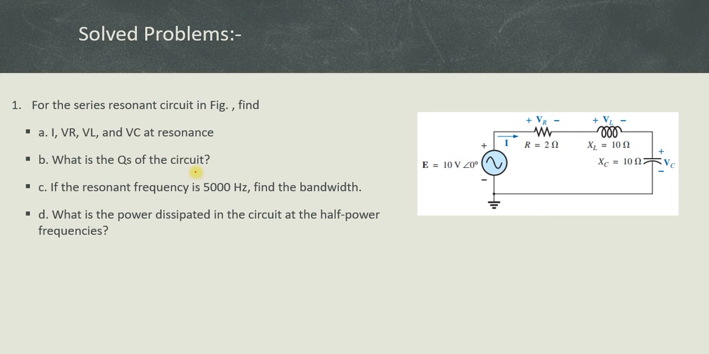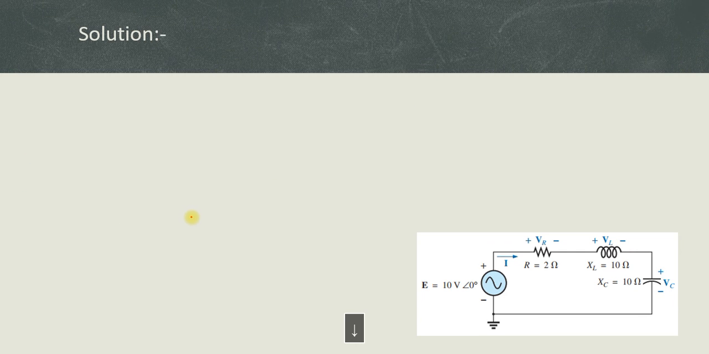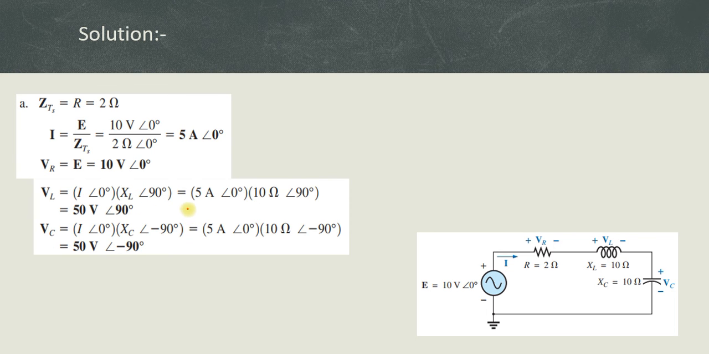For the series resonance circuit, you should find the current I, voltage across the resistance, voltage across the inductance, and voltage across the capacitance at resonance condition, and what is the quality factor of the circuit Qs, and if the resonant frequency is given as 5000 Hz, find the bandwidth, and what is the power dissipated in the circuit at the half power frequencies. Okay, so this is the given circuit, and I want to find out the value of current and voltage across all the elements.